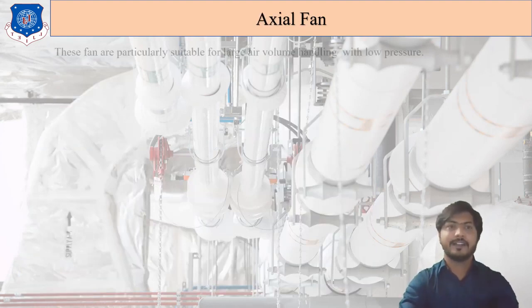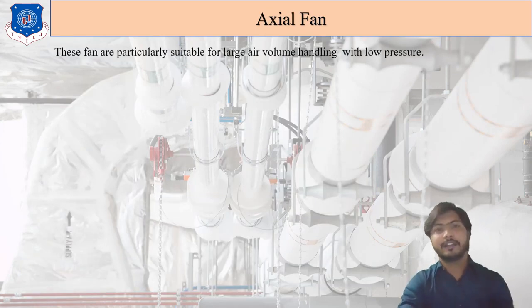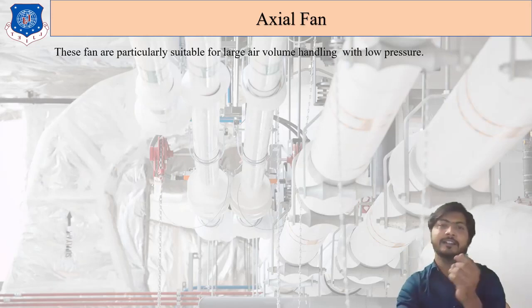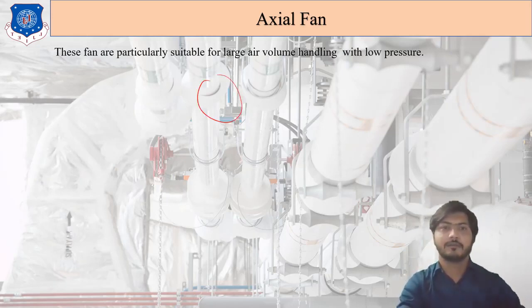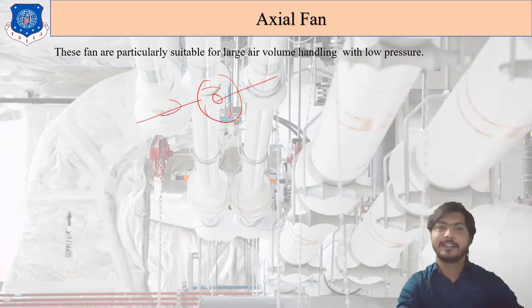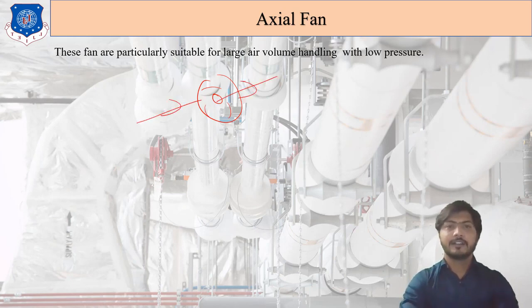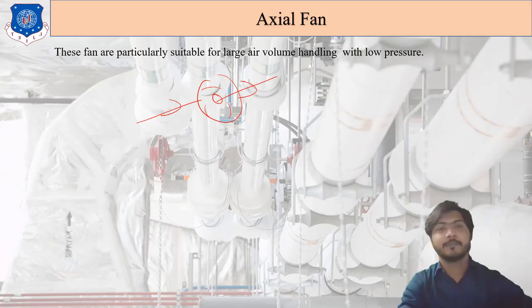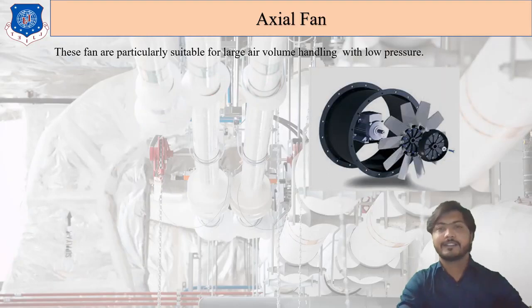Now the axial fan. What is an axial fan? In an axial fan, the air enters axially and discharges axially. This is the rotor and this is the fan blade. Air enters axially and discharges axially. This is like our normal fan at home, the ceiling fan or exhaust fan. All are axial fans. This is our axial fan diagram, where air enters and discharges axially.